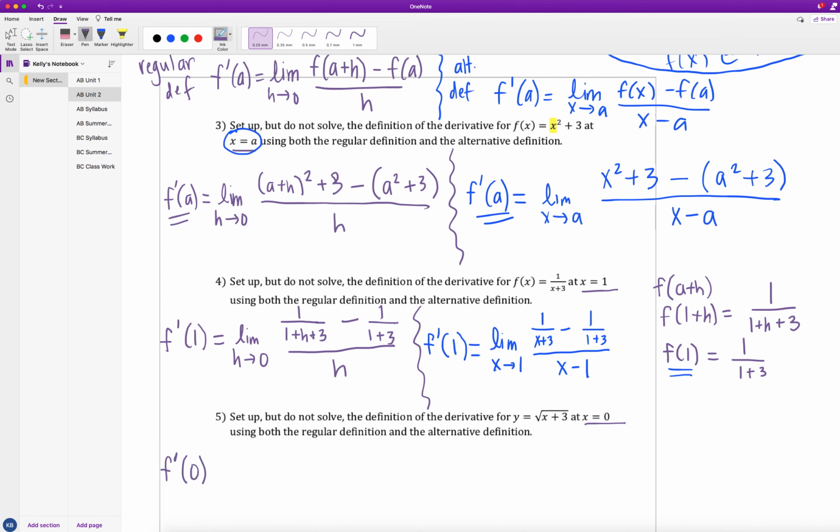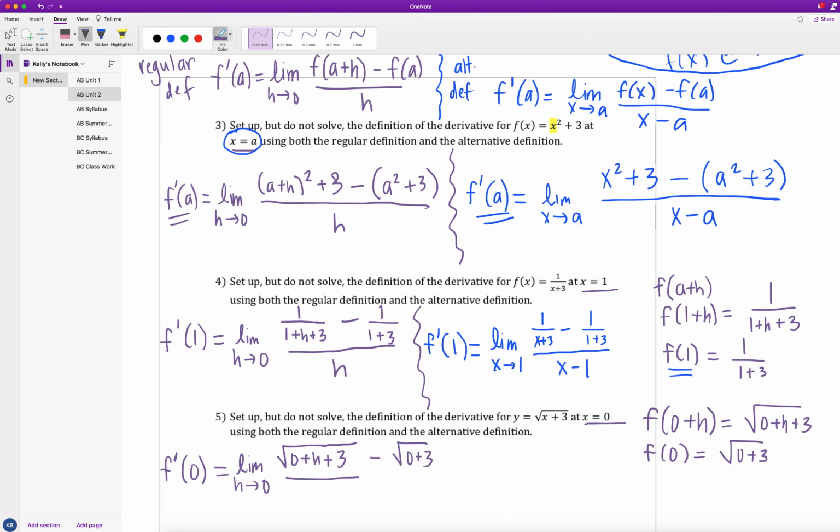My first one will be the limit as h approaches 0 of f of a plus h. So for this one, that will be 0 plus h, which would just be the same thing as f of h. So we'd get 0 plus h plus 3. So we'll end up with the square root here of 0 plus h plus 3 minus f of a, which would just be f of 0 for us, which will be the square root of 0 plus 3, or just the square root of 3, all over that h value. So there's the regular definition.